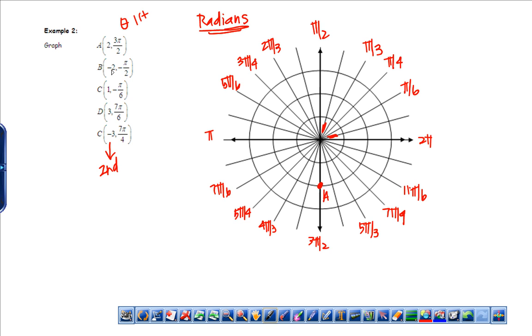Negative pi over 2, and then opposite of the pole value. So negative pi over 2 is again here. 2 units of the opposite would be here. This is B. Negative pi over 6 is actually here, and then 1 unit out is C. D is 7 pi over 6, so 7 pi over 6 is here. 3 units out is here. This is D. This should be an E. E is 7 pi over 4. 7 pi over 4 is over here, and then opposite, 3 units out over here would be E.